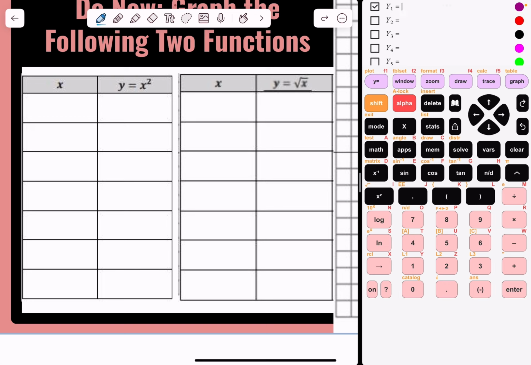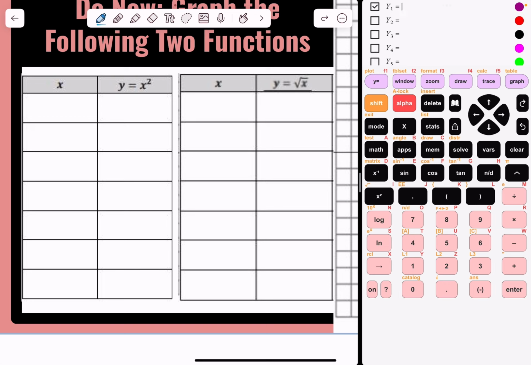All right, now let's go graph the square root of x. The square root and squaring are opposites of each other. Let's look at the square root of x. Let's look at the table. And -1, there's an error. I want to note that. I'm obviously not going to be able to graph that, but I just want to know that for myself.